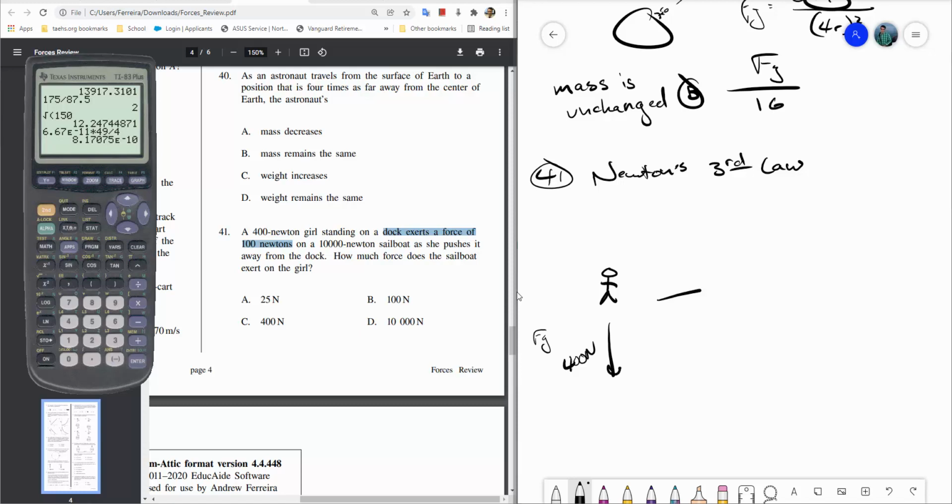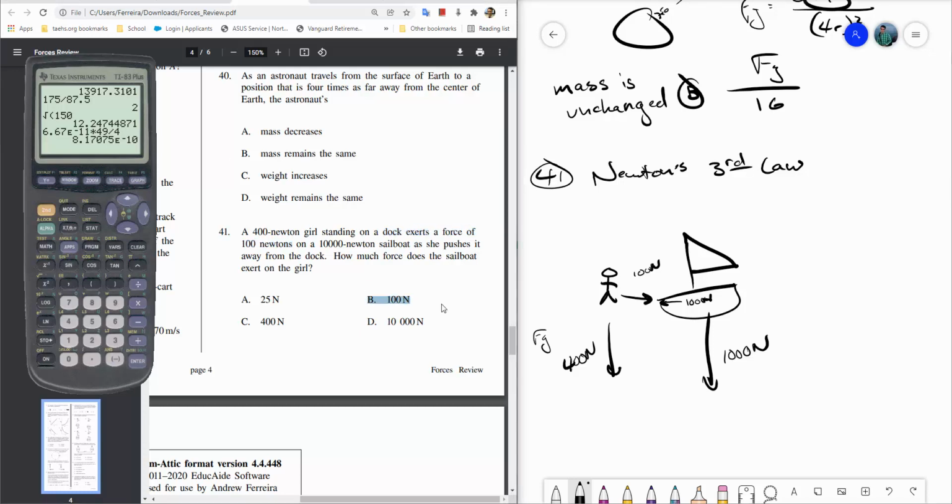And here's a boat. The boat weighs 1000 newtons. Now, if she pushes the boat, she's going to push with 100 newtons. The boat's going to push back with 100 newtons. Newton's third law, every action has an equal and opposite reaction. The answer is B. Push with 100 newtons, pushes back with 100 newtons.